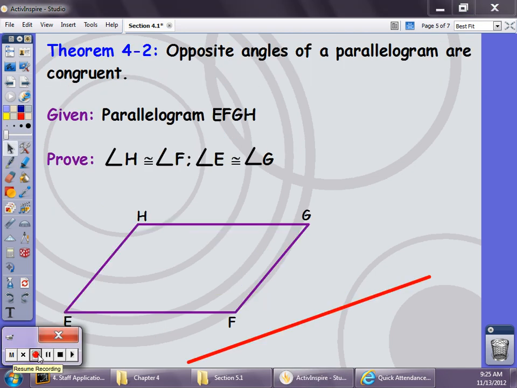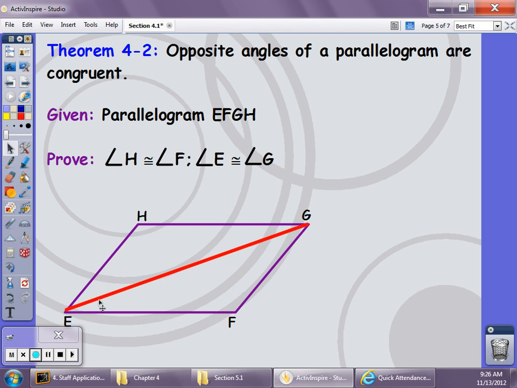Theorem 4-2 states that opposite angles of a parallelogram are congruent. So we are given parallelogram EFGH, and we are going to prove that angle H is congruent to angle F, and angle E is congruent to angle G. Again, I'm going to draw my diagonal, EG. Based on the markings we did for Theorem 4-1, we can mark that EG is congruent to itself based on the reflexive property. Based on what we know about alternate interior angles, we can mark that this angle and this angle are congruent because they are alternate interior angles, and also that this angle is congruent to this angle for the same reason.